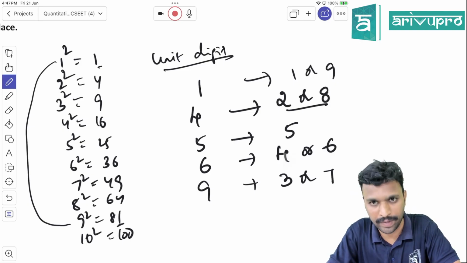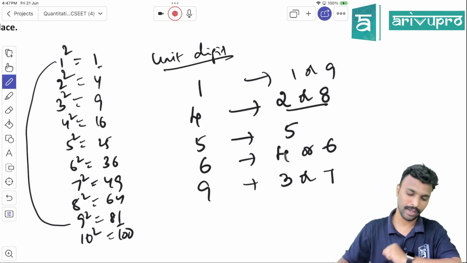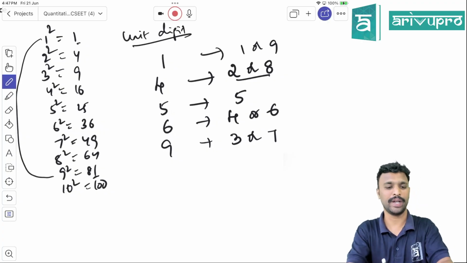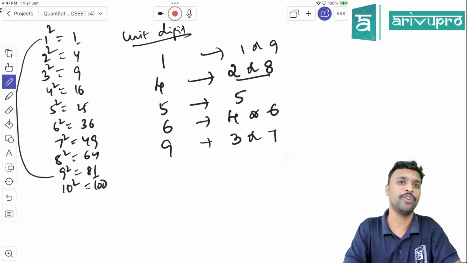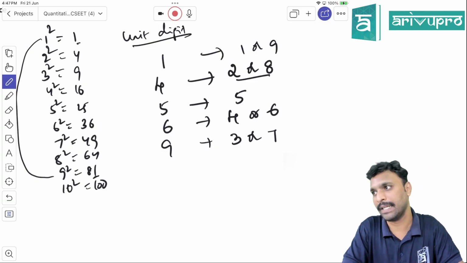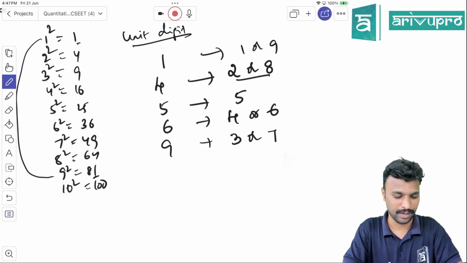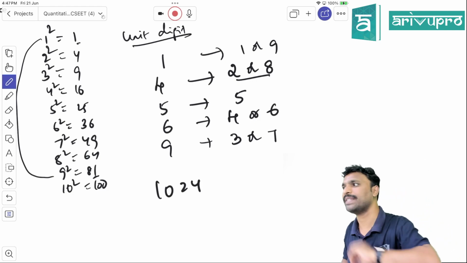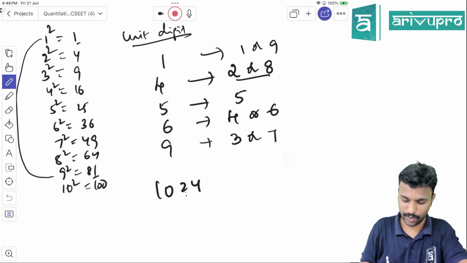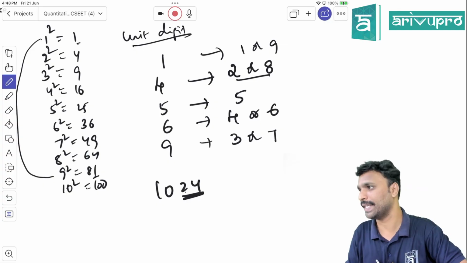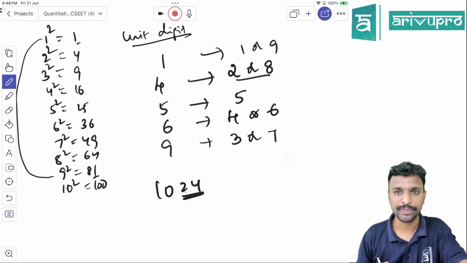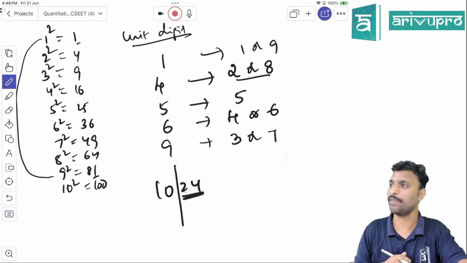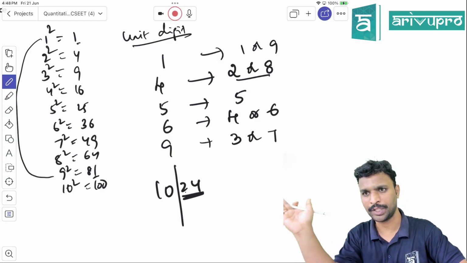Now look, I'm going to give you one number, and with that I'm going to explain how to find a square root of a number. It is 1024. Please understand, you have to remove off the last 2 digits. Like this, you have to break. Leave out the last 2 digits.